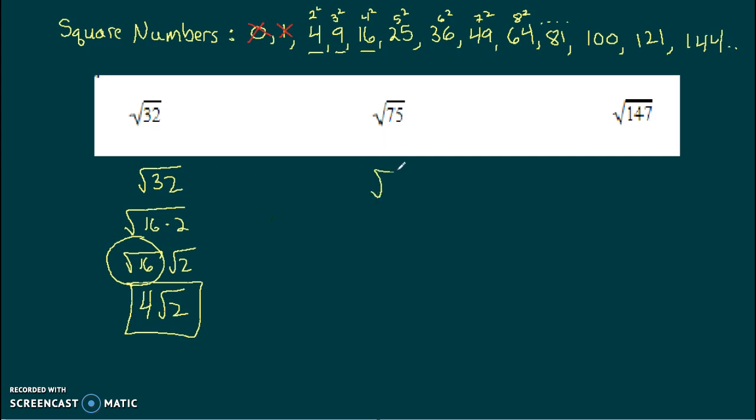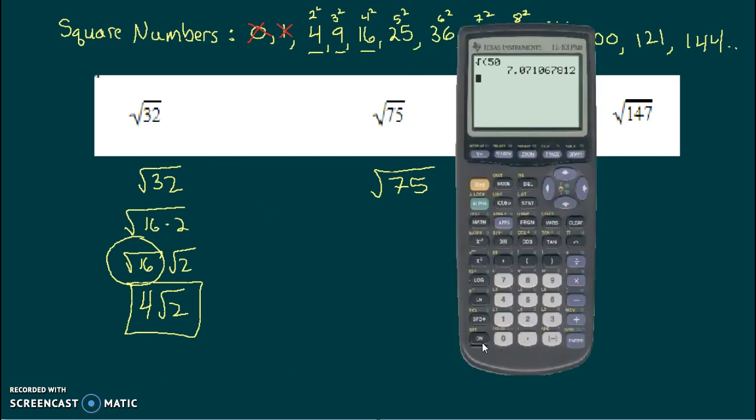Moving on to the root 75, same process. I'm going to start high, work low. Or if you see it right away, go for it. But I'm just going to say if you don't, 64 won't go into 75. 49, that doesn't go into 75 evenly. 36 won't go evenly, but 25 definitely does.